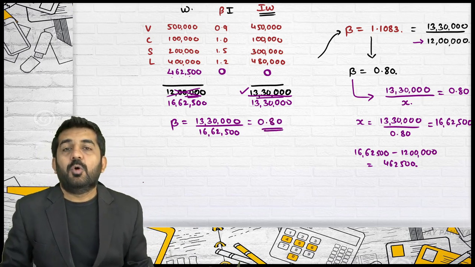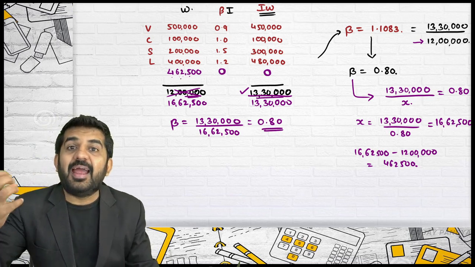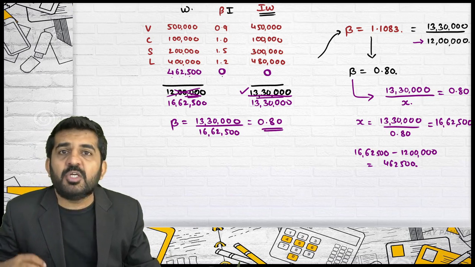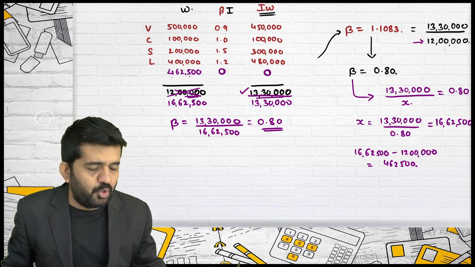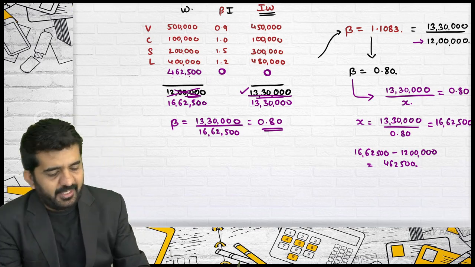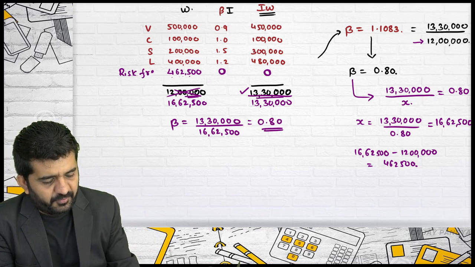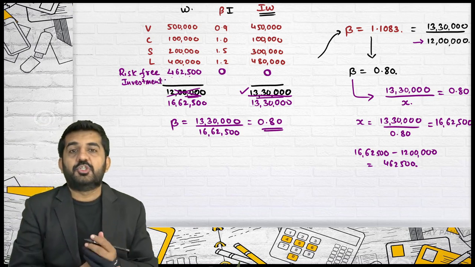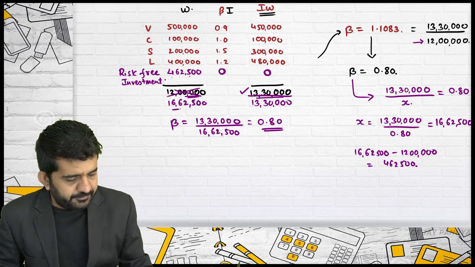What I have done with this purple color pen is I have added the securities in my portfolio which was having a beta of 0. So it is reducing my overall risk to 0.8, and this should be a risk-free investment. Is it alright?